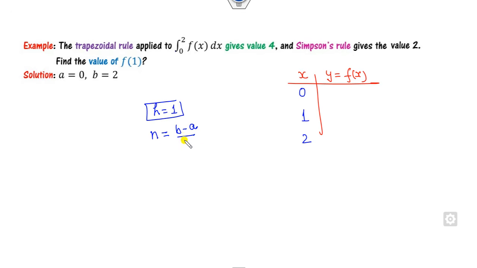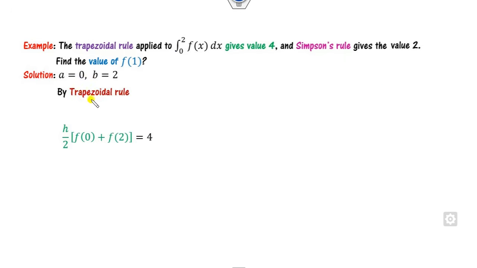What is the n? b minus a over h. So what is that? b minus a over 1. It's 2. So whenever n is 2, we have to apply the simple Simpson 1/3 rule. Fine. So now look at that. If you apply the trapezoidal rule, what is the trapezoidal rule? h over 2, first term, last term. Fine.